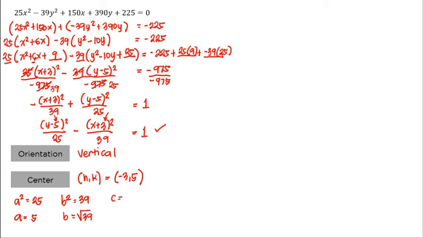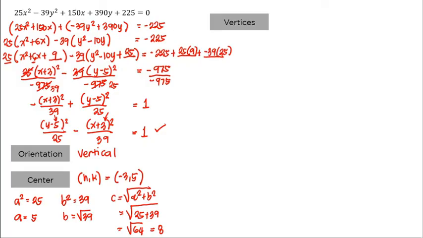And c is equal to the square root of a squared plus b squared. And that will be the square root of 25 plus 39, which is the square root of 64, which is equal to 8. So we have the values of a, b, and c here. So we can now solve for the other properties.